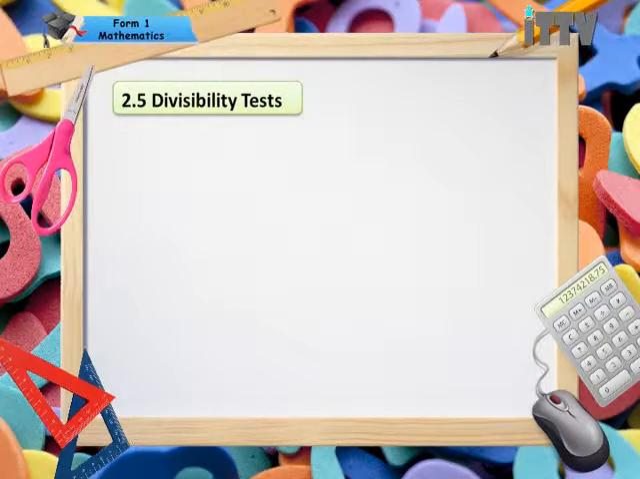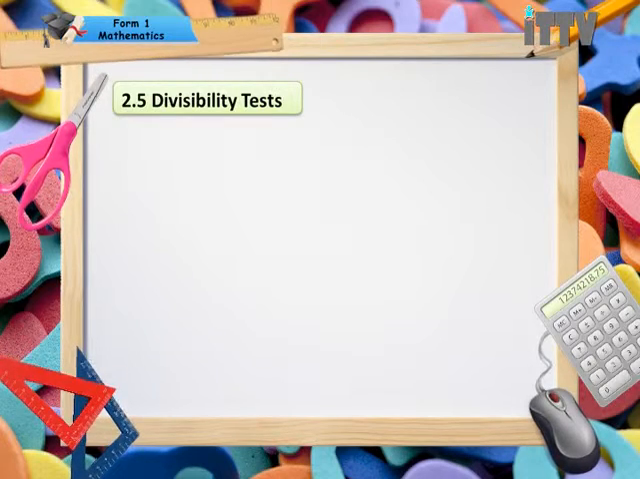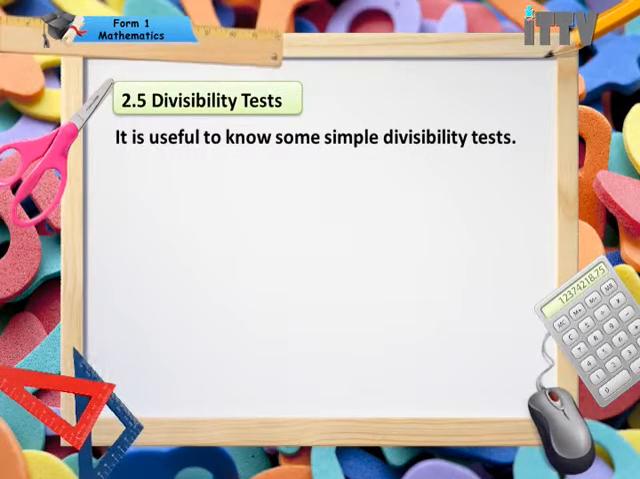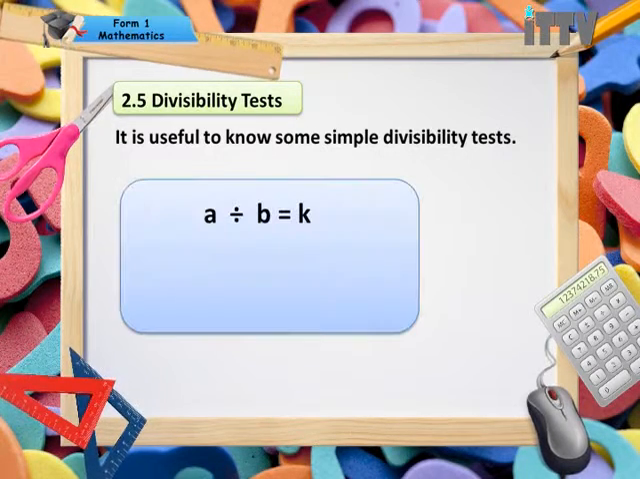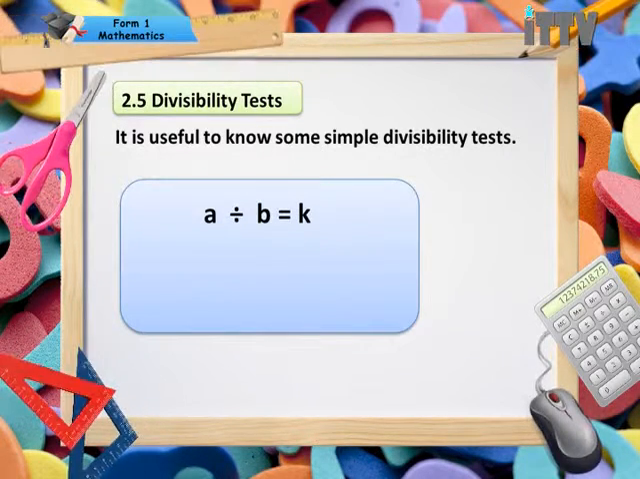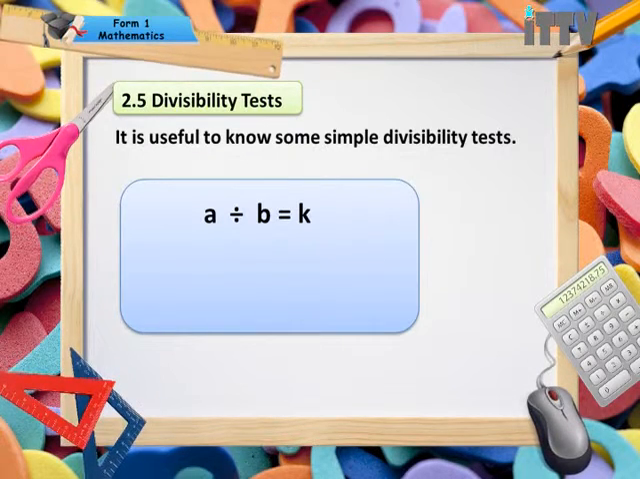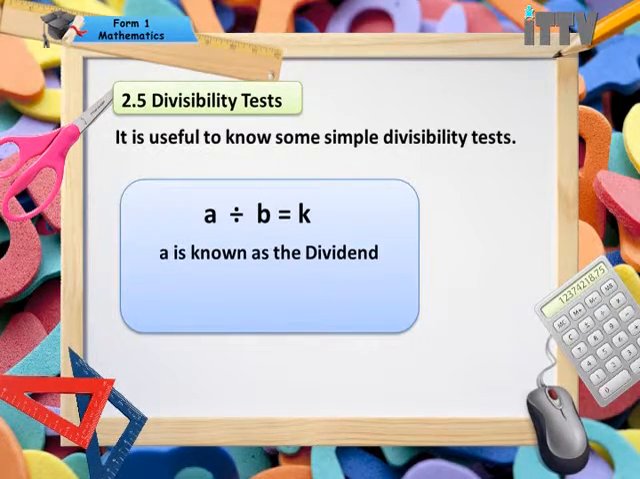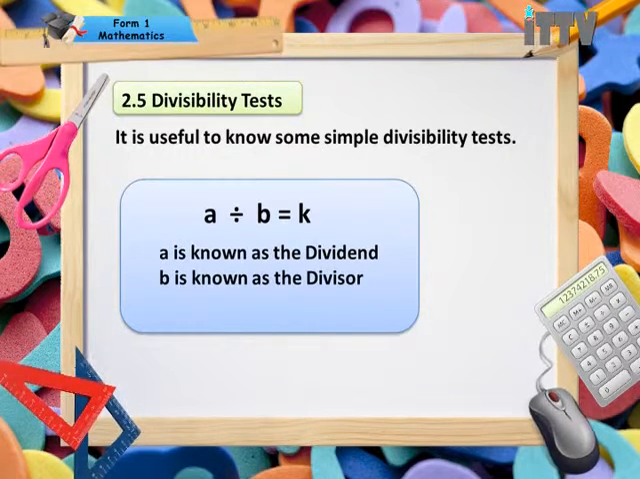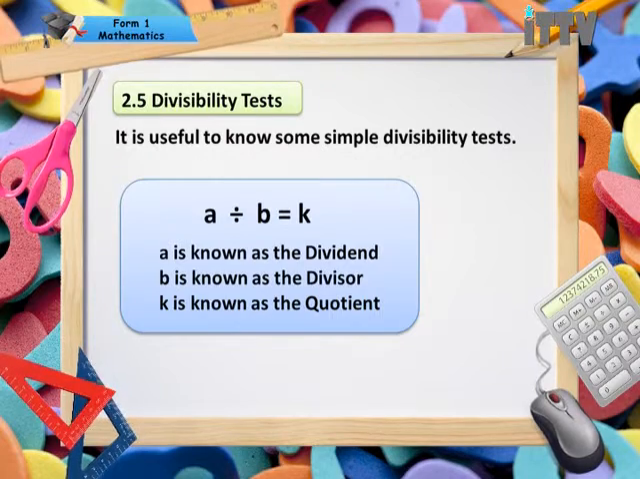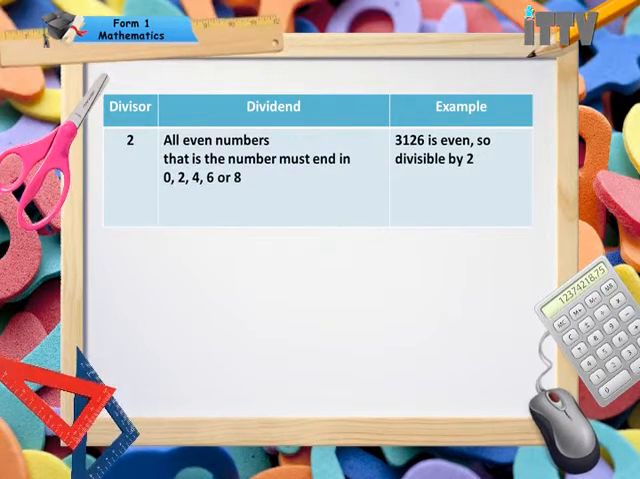In this lesson, we're going to teach you divisibility tests. It is useful to know some simple divisibility tests. Now basically, A divided by B is equal to K. A is known as the dividend, B is known as the divisor, and K is known as the quotient. Let's take a look at this table.